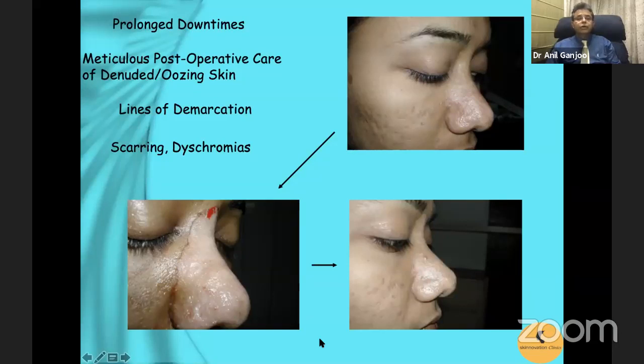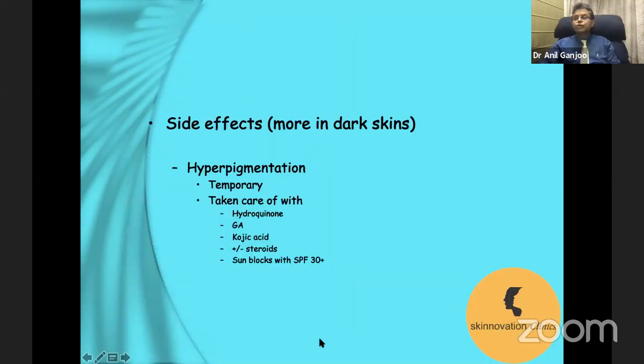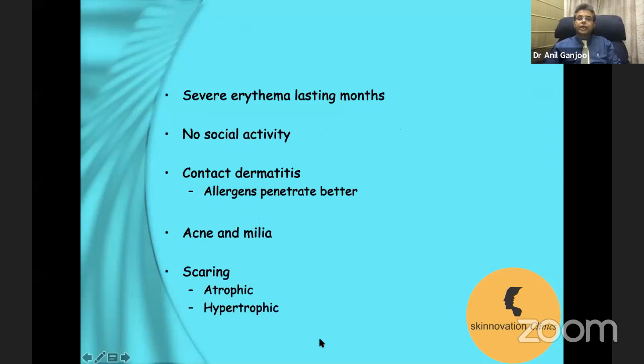And then there would be lots of problems, like lines of demarcation, scarring, dyschromias, side effects, particularly in the dark skins like the hyperpigmentation, which although is temporary and can be taken care of with various agents, would still happen and would have a huge impact on the patient's psyche. More than the pigmentation, lasting erythema for months together would be a huge problem in these patients. There would be curtailment of their social activity.